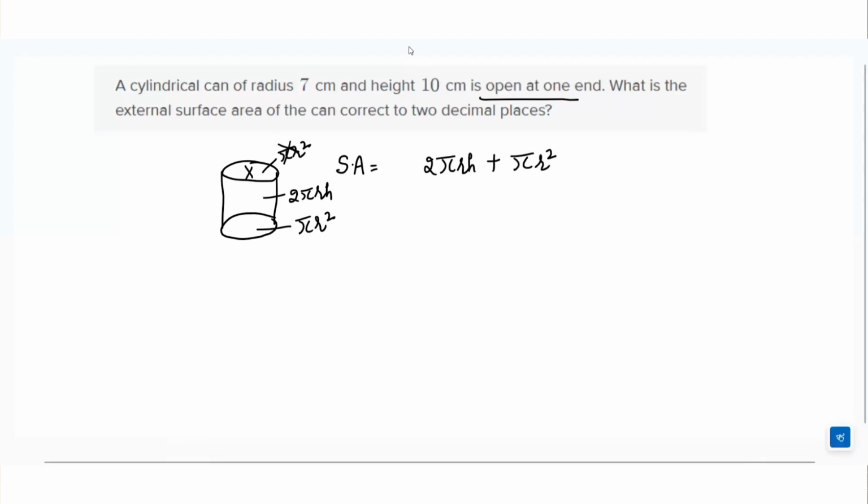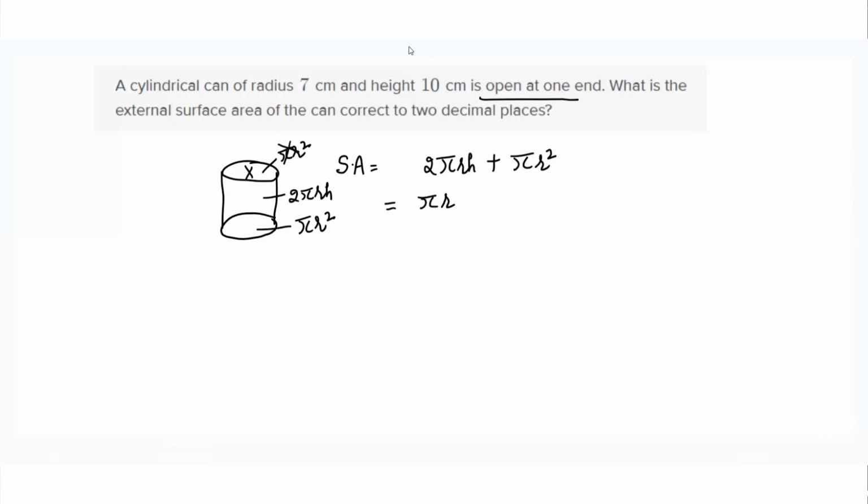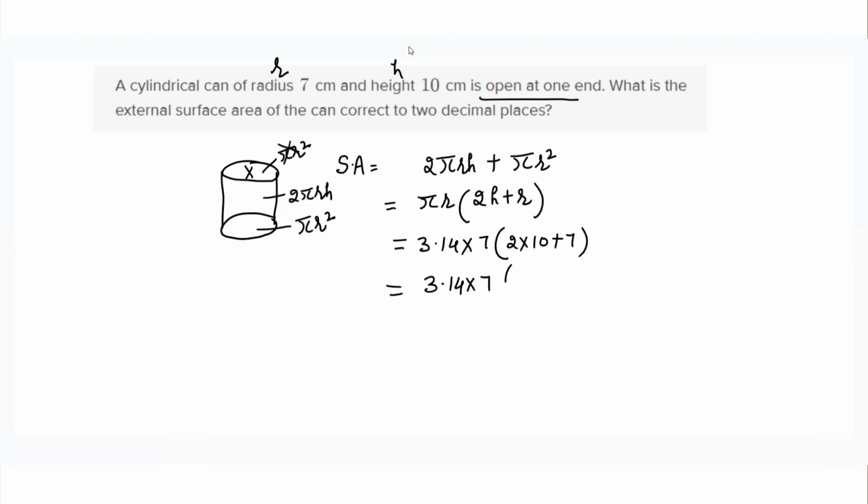You can see we can take something common here. So pi r I can take common. What is left? 2h plus r is left. Now we will put the values here. 3.14. The value of r is 7. The value for h is 10. We'll write that here. Plus 7. So we'll get here 3.14 into 7, 20 plus 7, which is equals to 3.14 into 7 into 27. So when I multiply all these values together, I'll get it equals to 593.46 centimeter square.